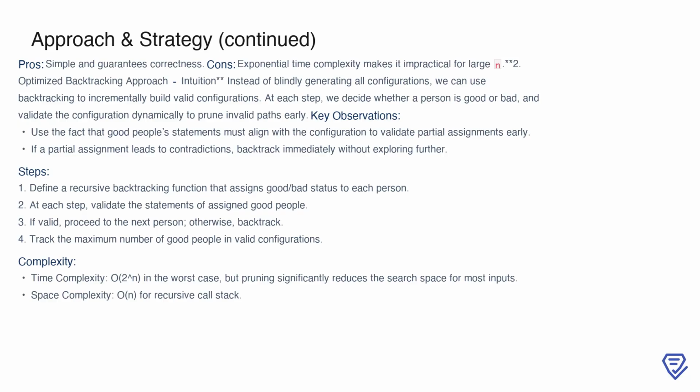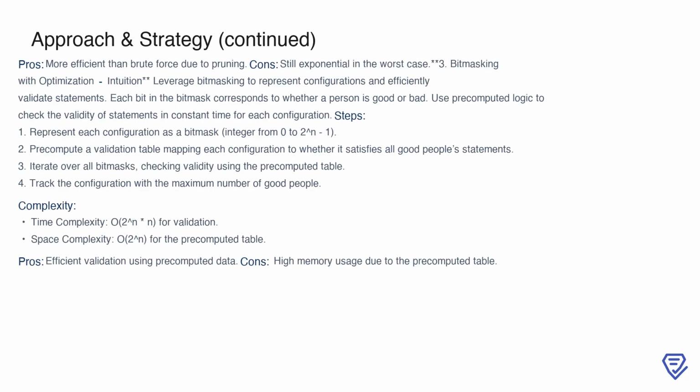This method significantly reduces redundant computations while still exploring all valid configurations. The worst-case time complexity remains O(2^n), but pruning reduces the search space significantly for most inputs, and the space complexity is O(n) due to the recursive call stack. The optimized backtracking approach improves efficiency through pruning, which eliminates unnecessary computations. However, it is still exponential in the worst case.